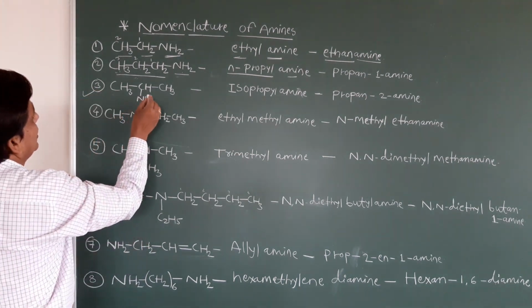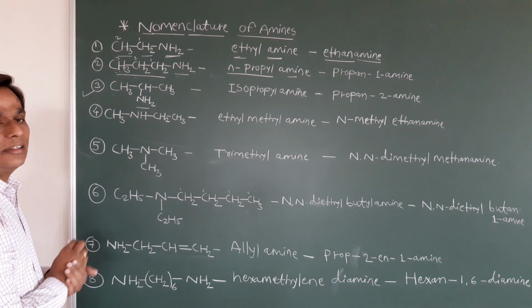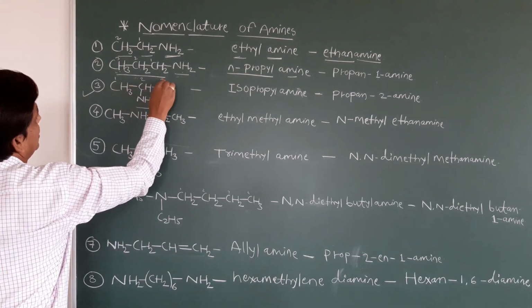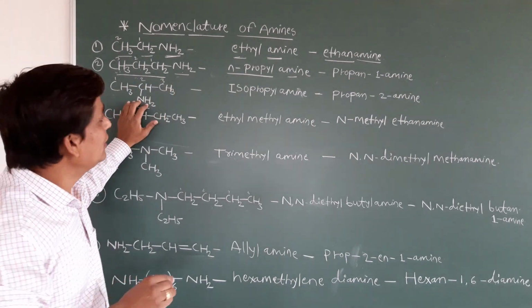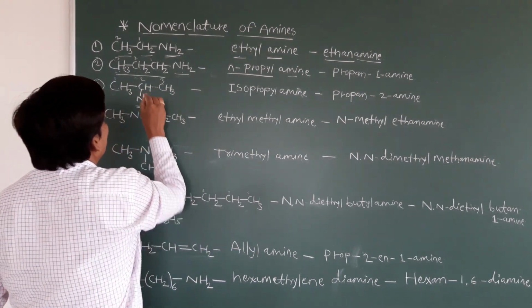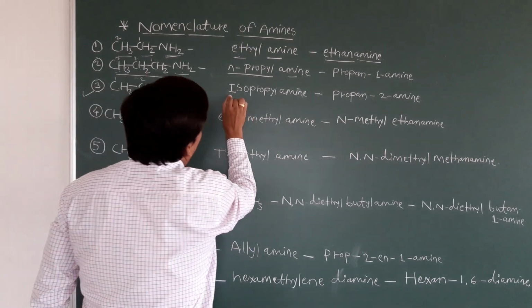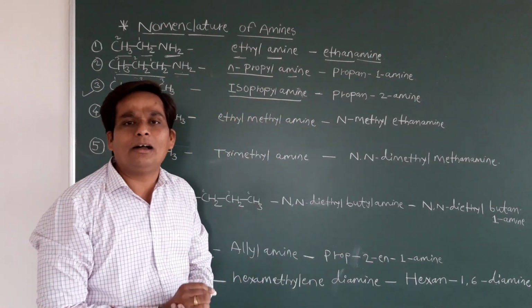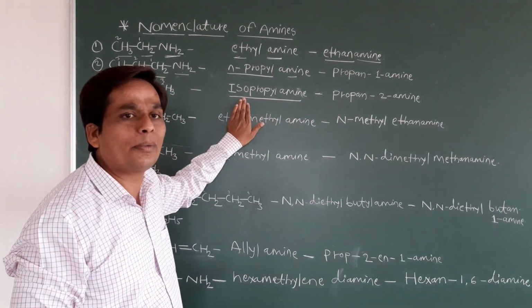Okay students, see the third example. In that, just see where NH2 is attached. NH2 is attached on the second carbon. So you know it is an iso group. You can see it is a total of 3 carbons, but NH2 is attached to the second carbon. It is in branching. So you can see it is isopropyl amine. Okay students, this is isopropyl amine.